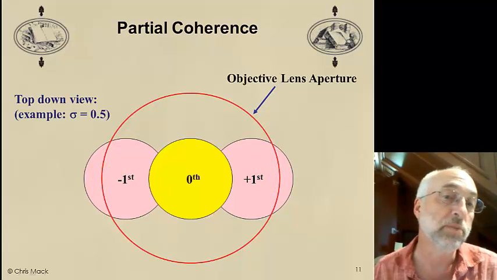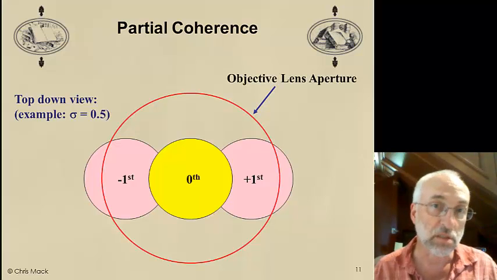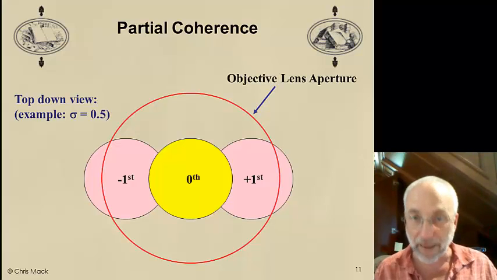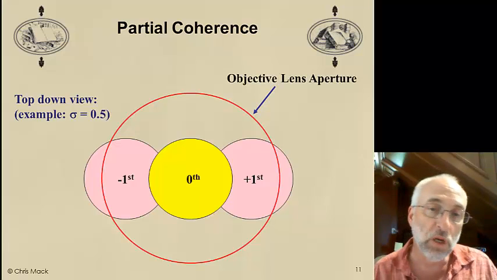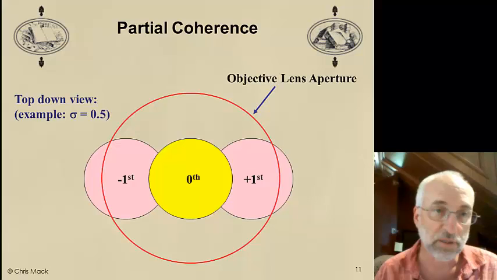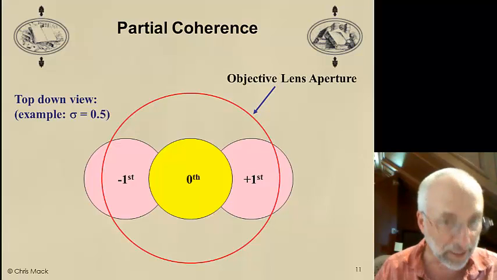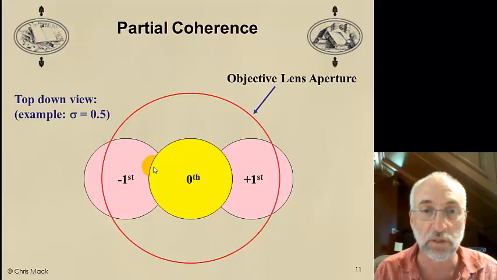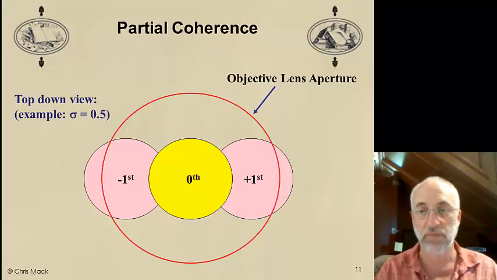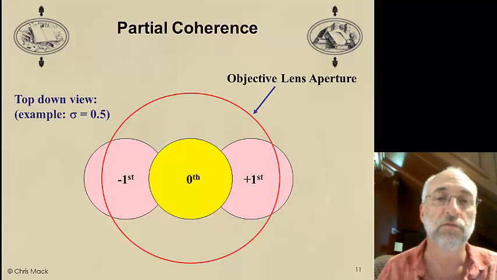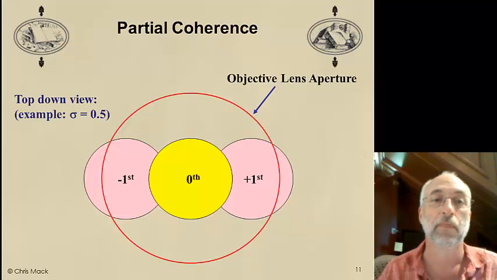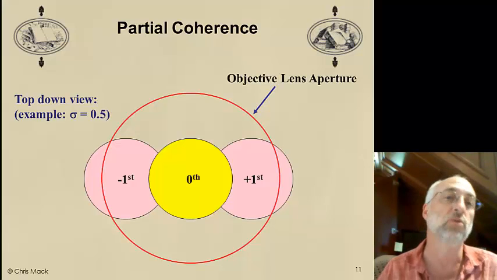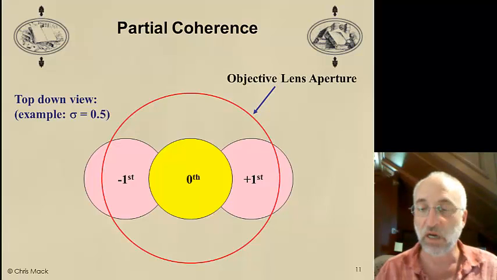Now remember, entrances to lenses are sometimes called pupils. Aperture and pupil mean the same thing. So another name for the partial coherence factor is the pupil filling function. I've got a pupil. How much of that pupil do I fill with zero order light? Here I show a case of 0.5. The diameter of this is 0.5 of the diameter of the lens itself. I filled 50% of that diameter with illumination light, zeroth order light. So we say sigma of 0.5.